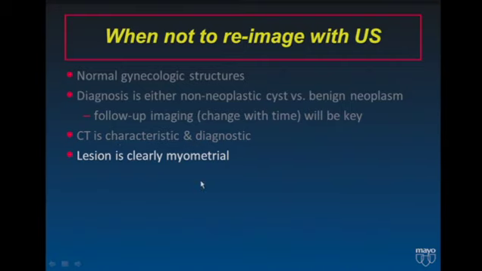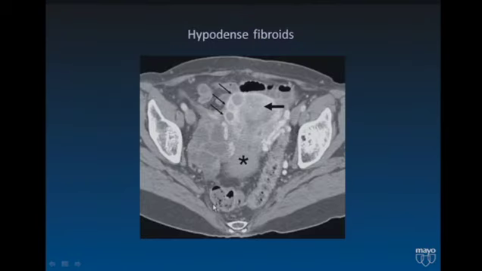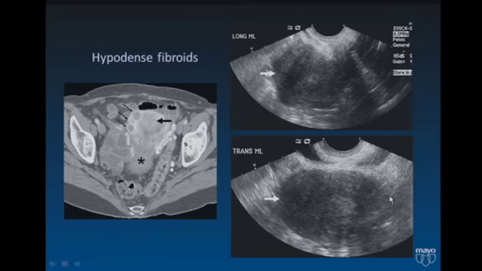Another time that we don't want to re-image with ultrasound is when the CT shows a lesion that's clearly myometrial in origin. So for example, in this case, this is the uterus. The star is on the cervix. And you can see that there are three well-defined and well-circumscribed masses in the right aspect of the uterus, in the myometrium, and a heterogeneous area at the fundus of the uterus, as we see here, that it's not well-circumscribed. But these are all myometrial lesions separate from the endometrial cavity. Re-imaging in this sense doesn't really add much value.